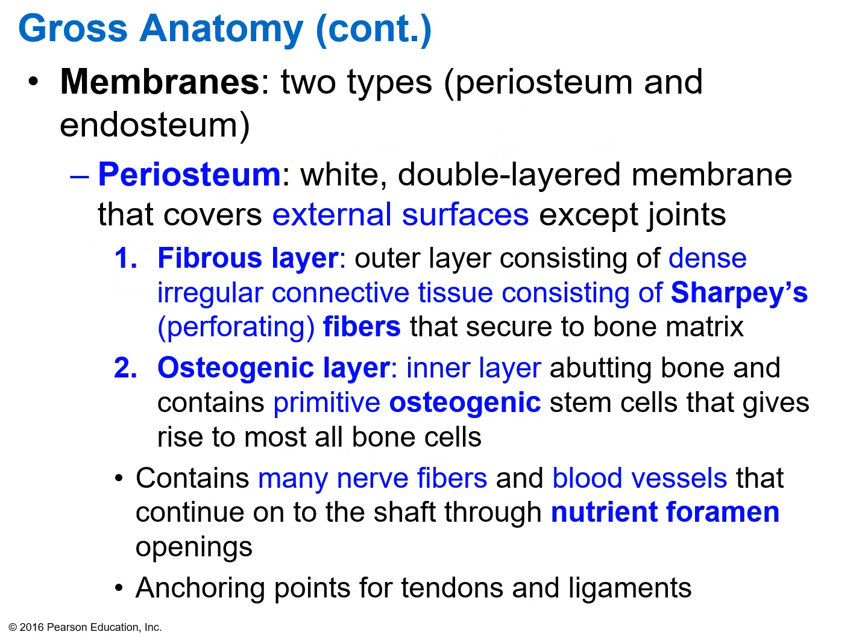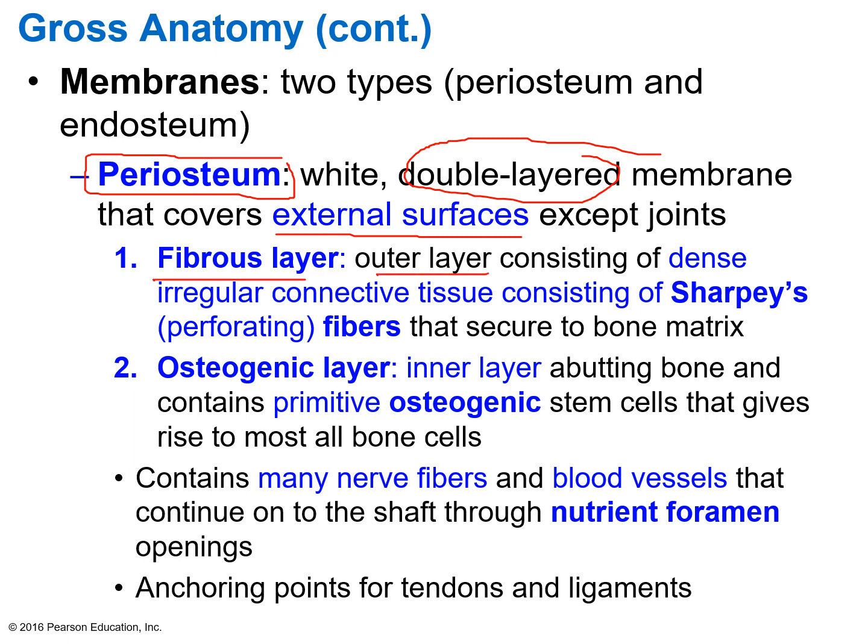Just a little bit more knowledge about those connective tissue membranes. This highlights the fact that the periosteum, which once again is found on the external surfaces of the shaft of the compact bone, is composed of a double layered membrane. We have the fibrous layer, which is the outer layer. This one is full of dense, irregular connective tissue. It will allow it to secure itself to the bone matrix by what we call Sharpey's fibers.